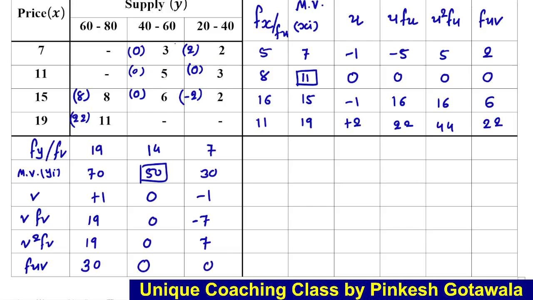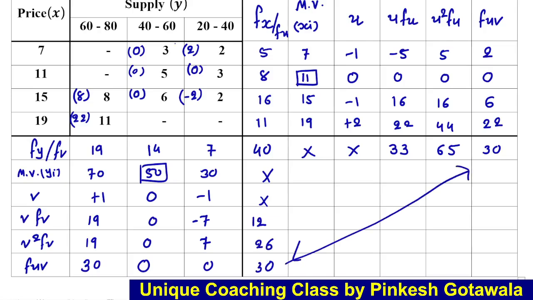Now let's total. I told you we are not going to total the U, V and mid value. So 19 plus 14 plus 7, 40. Also check this side. Okay, both sides 40. Now UFU: 16, 22, minus 5, so it would be 33. Then 5, 16, 44, 65, and 8, 22, 30. 19 minus 7, that is 12 for VFV, 26, and here 13. I told you these both must match.